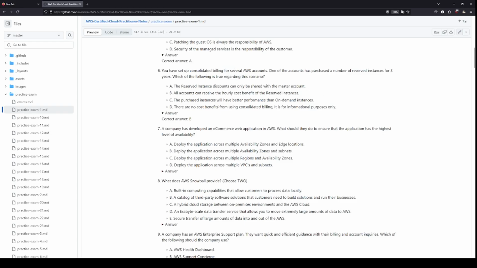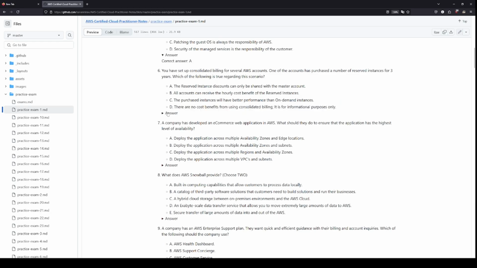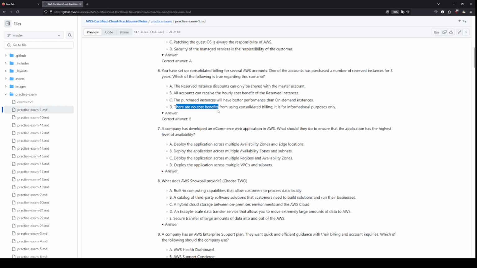So B. And then let's go and look at D real quick because I didn't get to that one. There are no cost benefits from using consolidated billing. It is for informational purposes only. So now we know D is not true. We already know B is true, so D clearly can't be true. So just remember this. If you see there are no benefits from using it is something, then it's not going to be true.